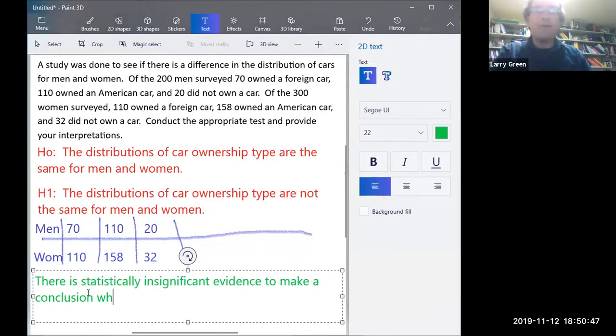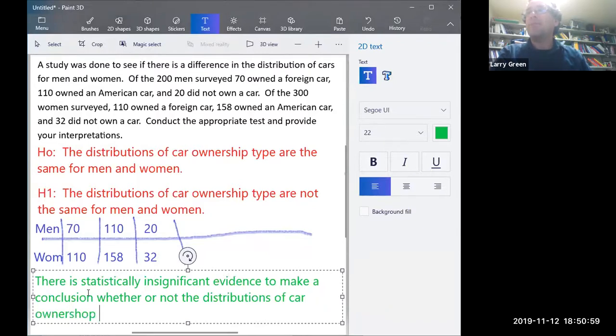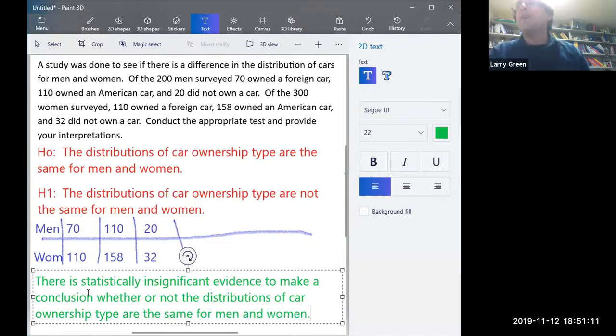And it's easier to just write whether or not the distributions of car ownership type are the same for men and women. So if you use whether or not, then you could either say the same or not the same. It's your choice, because whether or not gives you that could be, could not be. In other words, we don't know anything.